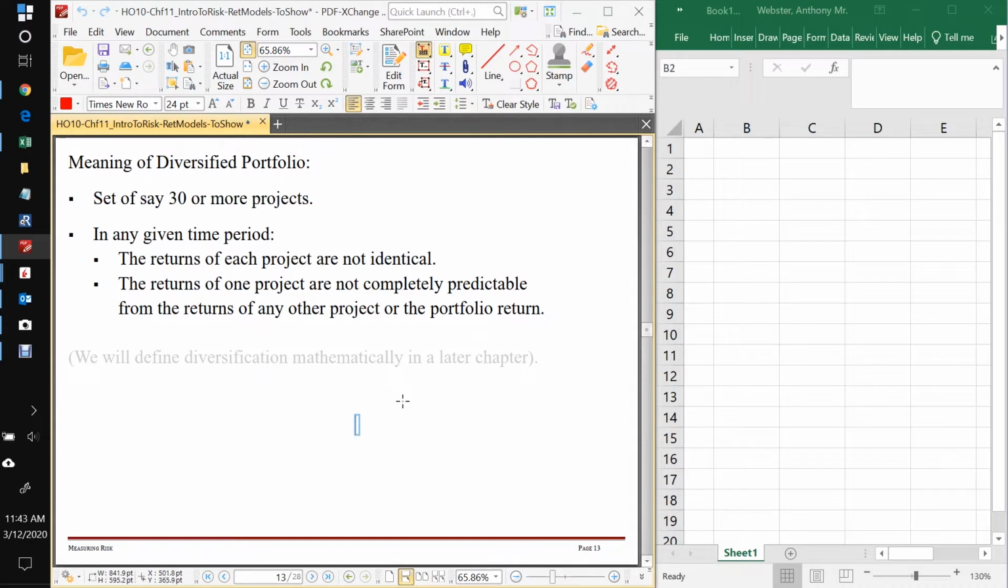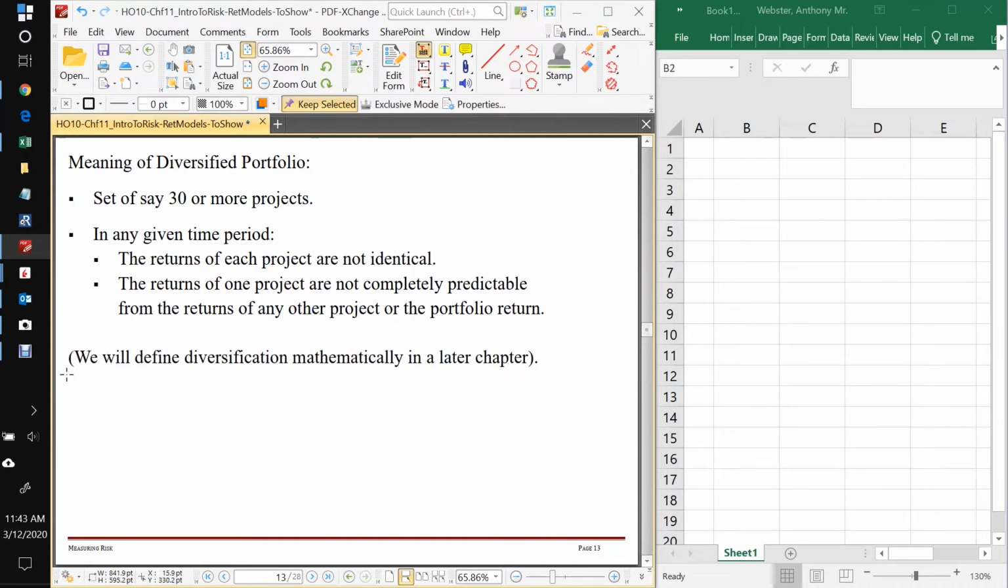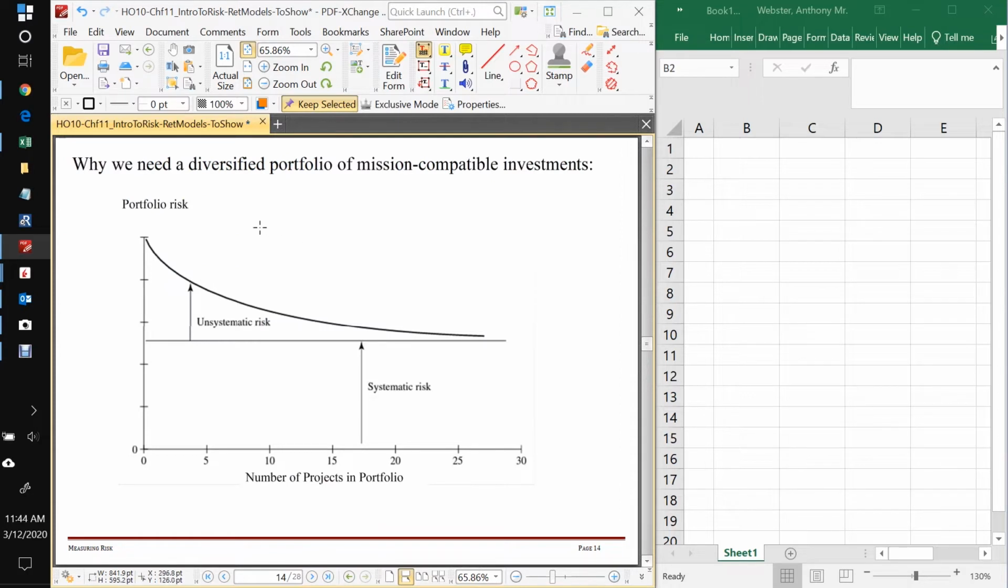So that's really what we mean by diversification. And in a chapter coming up, we're going to define diversification mathematically. But for right now, this qualitative understanding is perfect. It's all we need, okay? So say about 30 or more projects, the annual returns of each project are not identical, and we can't predict the returns of one project completely from another project in the portfolio. So that's why we need a diversified portfolio of our mission-compatible investments.